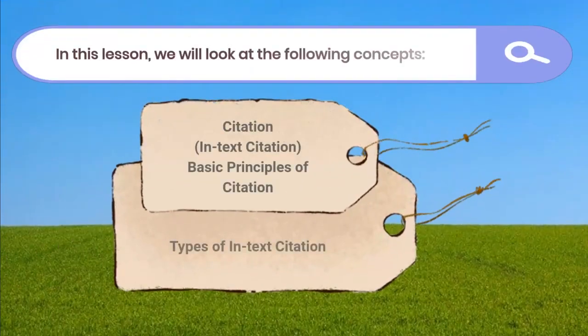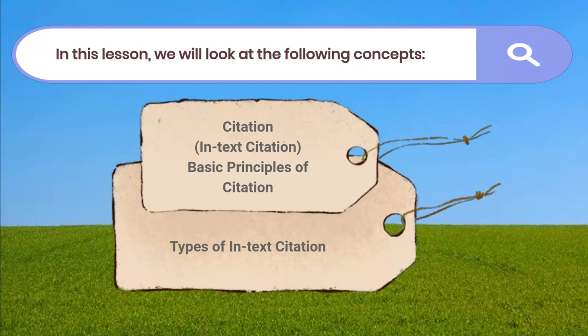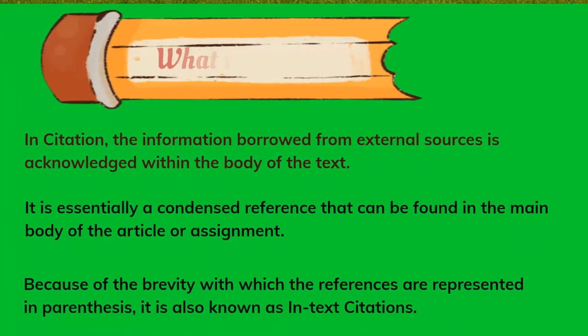So having discussed the concepts, need and the elements of referencing, now we are going to move on to the following topics. First, we are going to discuss what we mean by citation, what the basic principles of citation are, and what the types of in-text citation are. Now we will see what is citation.